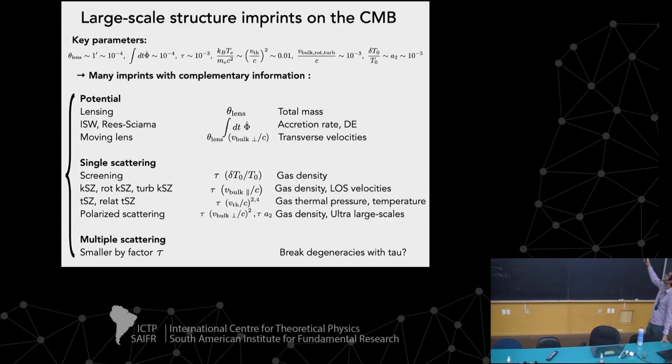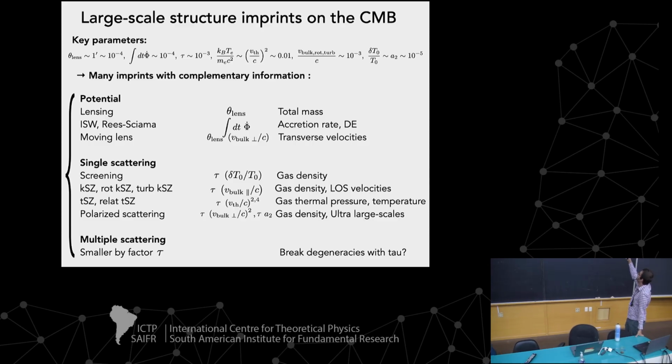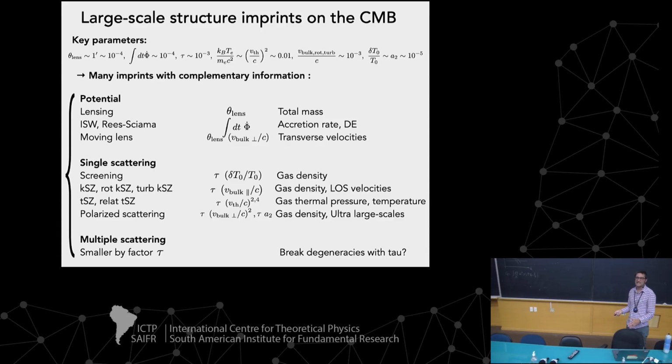And finally, the last few dimensionless parameters don't have anything to do with the large-scale structure. They're just the typical fluctuations in the primary CMB. But that number will enter for some of the secondary anisotropies. To give you an example, the size of the effect of lensing is just this lensing deflection. For ISW, as we talked about, it's how much the potential changes. The so-called moving lens effect combines the lensing deflection and bulk velocity. And TSZ, KSZ, etc., are various products of optical depth of your halo times different properties of the halo.